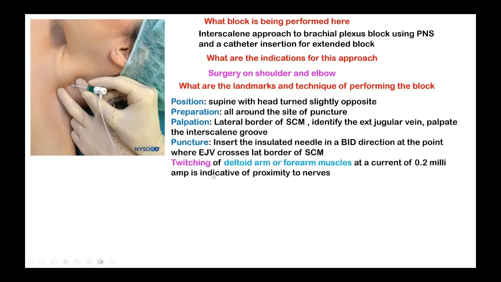And the effect of stimulation is twitching of deltoid or forearm muscles at a current of 0.5 milliamperes, indicative of proximity to the nerve. What are the complications that this approach can produce? Phrenic nerve injury, sir. Phrenic nerve injury or blockade? Phrenic nerve blockage. More commonly block, very rarely injury. Yes, sir. More serious complications than phrenic nerve block?